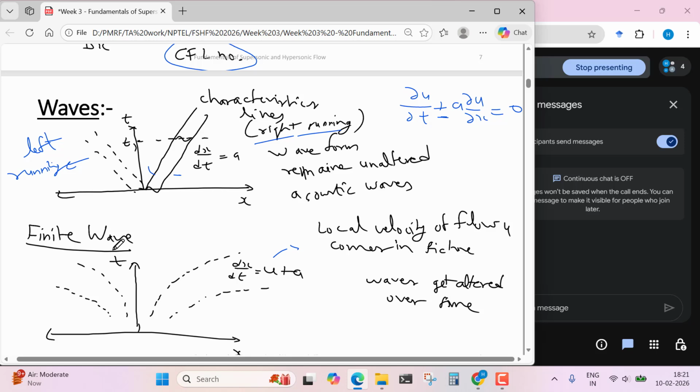In the finite wave, the effect of the local velocity of the flow comes into the picture. So the velocity of the wave will be given by u plus a, and as u changes with space and time and a also changes with x and t, that's why this wave will be curved. It will not be straight. So that's why these waves can be altered with time. And these waves also can combine and make a stronger wave. Like that we also form the shock waves.